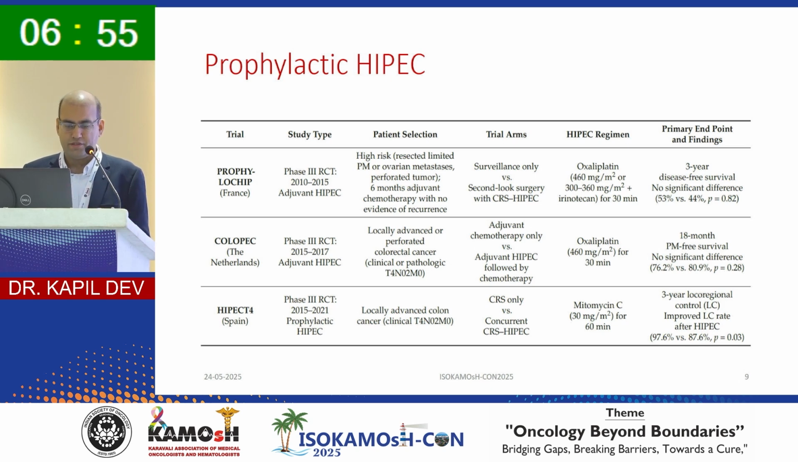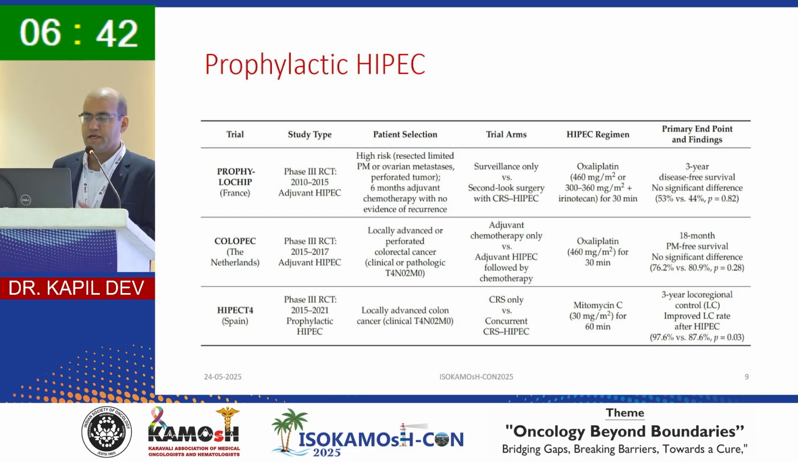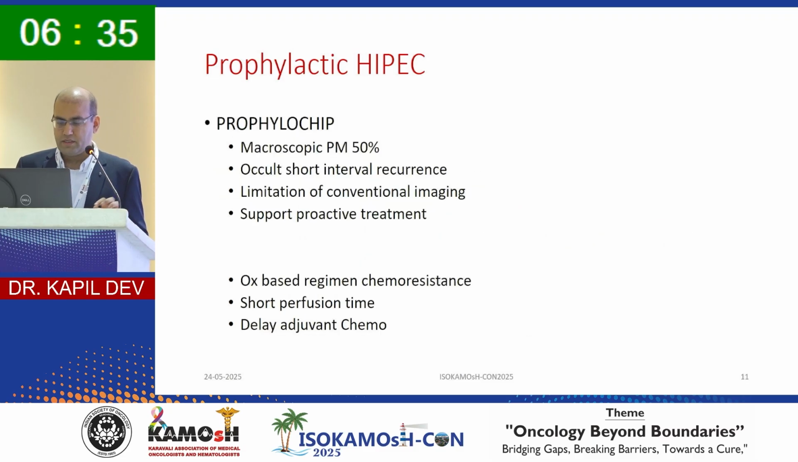The first is prophylactic. They included high-risk patients: ovarian metastasis, perforated tumor. They used a 6-month adjuvant treatment followed by either surveillance or second-look surgery with HIPEC. They decided on a primary endpoint of 3-year disease-free survival. They did not meet the expected survival advantage, although they found macroscopic disease during second-look surgery, with 50% occult short-term interval recurrence chances, because they had given a gap of 6 to 8 weeks.